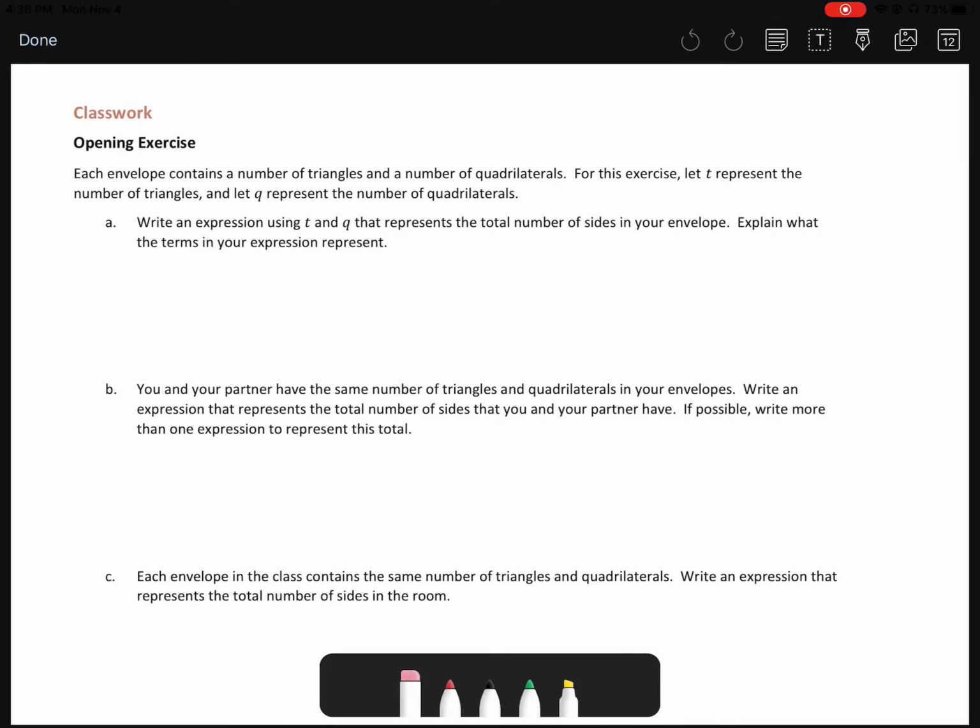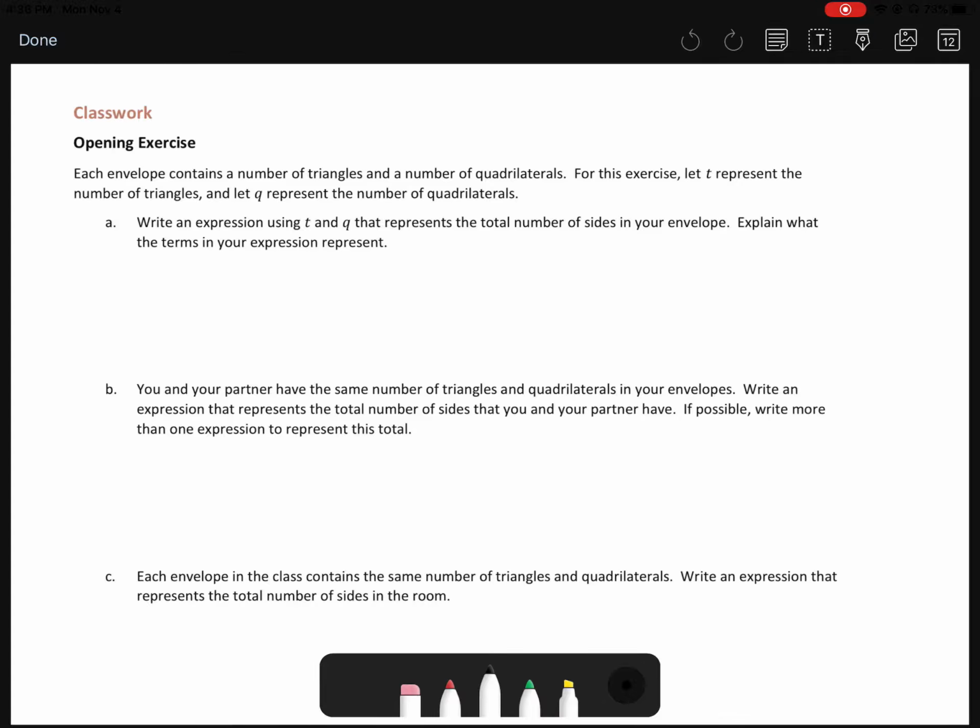Opening exercise. Each envelope contains a number of triangles and a number of quadrilaterals. For this exercise, let T represent the number of triangles and Q represent the number of quadrilaterals. Write an expression using T and Q that represents the total number of sides in your envelope. Explain what the terms mean in your expression.